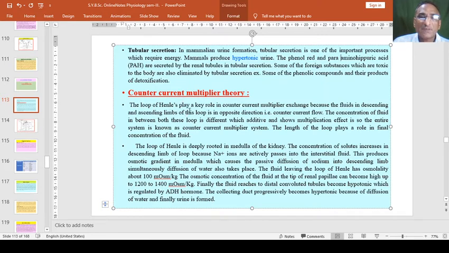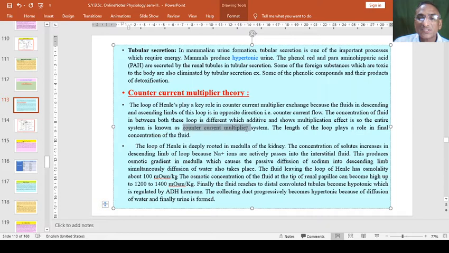So the loop of Henle plays a key role in the counter current multiplier exchange activity, because the fluids in the descending and ascending limbs of this loop flow in opposite directions, that is counter current flow, and therefore this is known as the counter current multiplier theory. One limb is the descending limb and the other is the ascending limb. We have previously studied in the diagram that the concentration of fluid in these two limbs is different, which is additive and shows a multiplication effect, so the urine system is known as the counter current multiplier system.